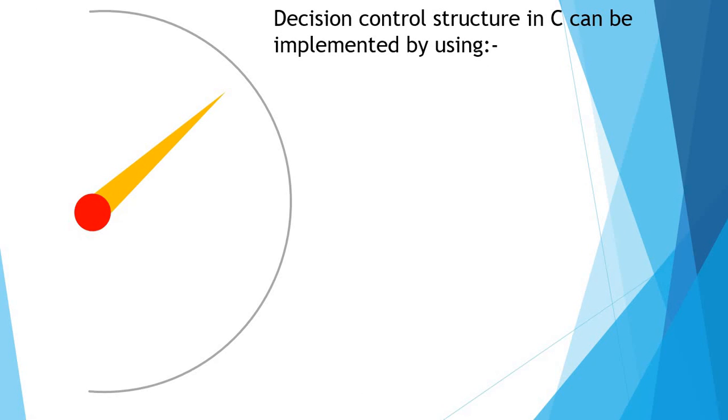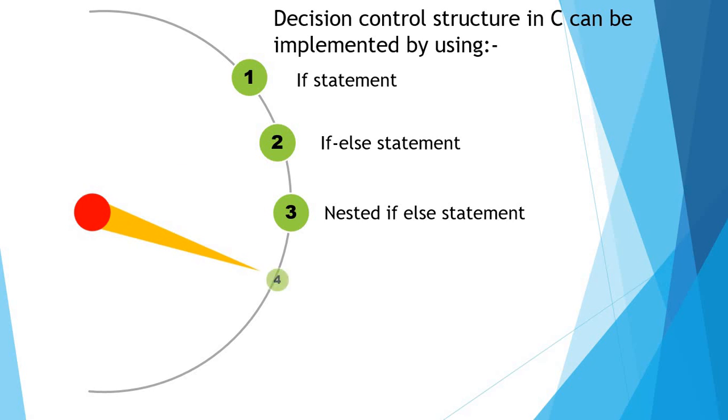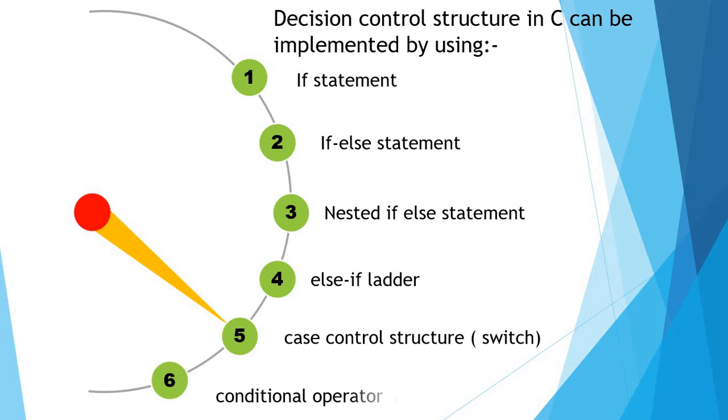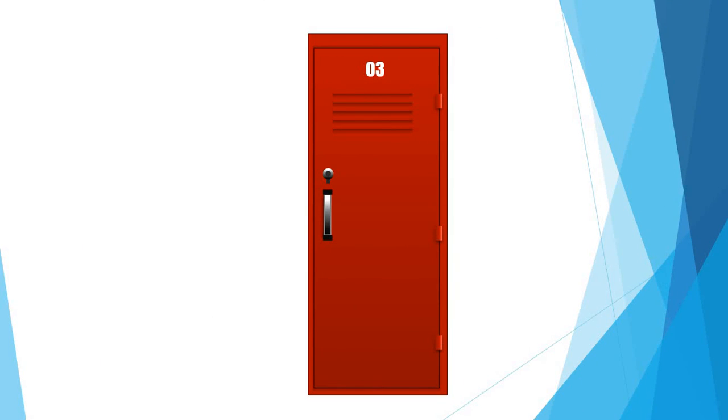The decision control structure in C can be implemented by using the if statement, if else statement, nested if statement, else if ladder, and the case control structure switch. All the programs we have seen deeply one by one in my videos. And the last one is the conditional operator, that is an expression. All the video links are provided in the description box.